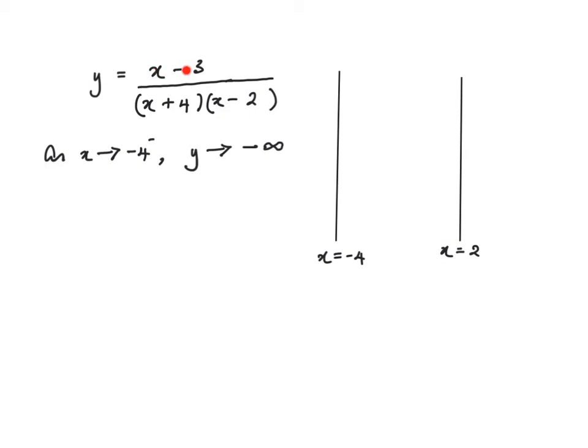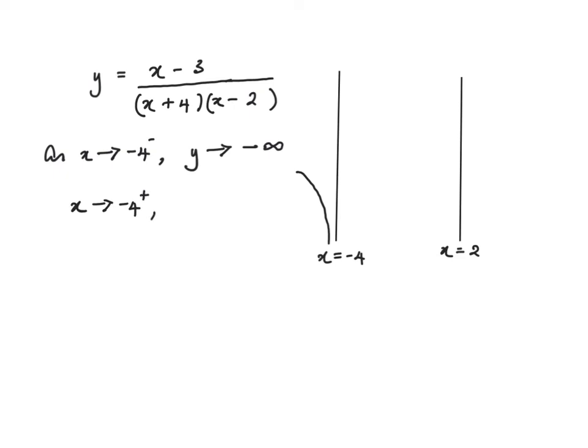So this value's negative, this is negative, and this is negative. These two multiply together to give us a very small positive value. So a negative divided by a very small positive value gives us a large and negative value. What does that mean? It means to the left of x equals minus 4 we have something like this, a large negative value of y.